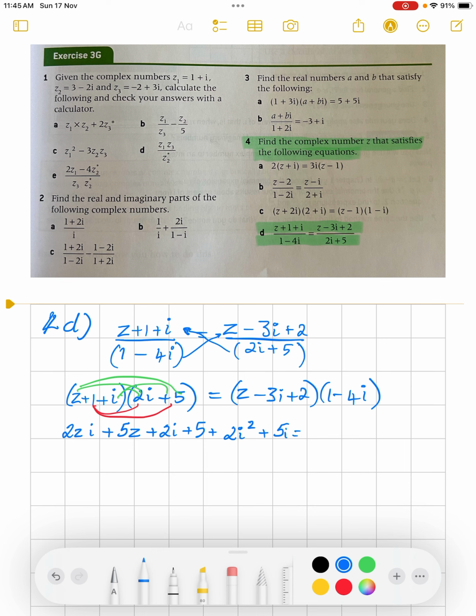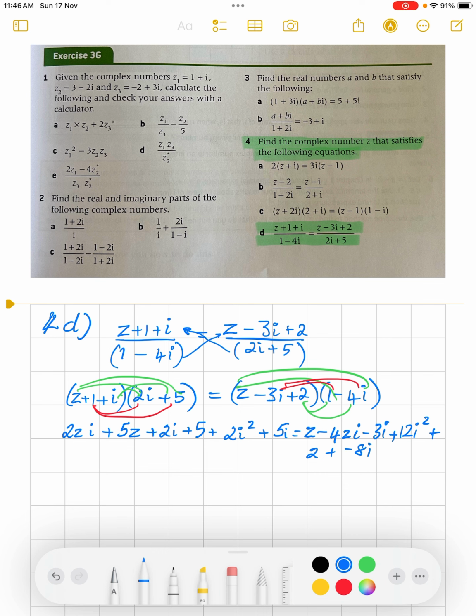Alright, that's the left-hand side. I didn't leave much room for the right-hand side, but let's now expand the right-hand side. z times 1 is z. z times minus 4i is minus 4zi. Now the negative 3i times 1 is negative 3i. Negative 3i times negative 4i is positive 12i squared. Finally, 2 times 1 is 2, and 2 times negative 4i is negative 8i.